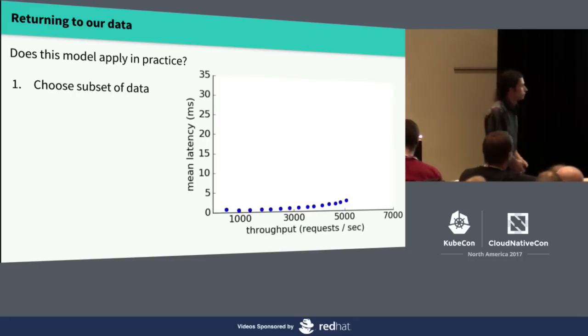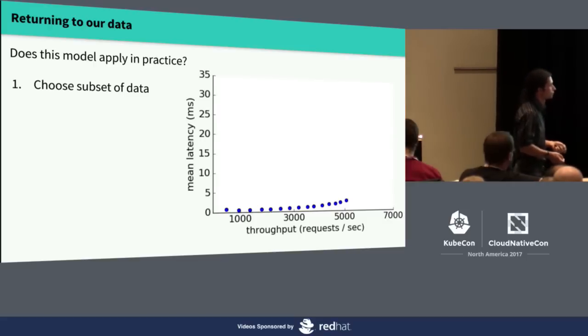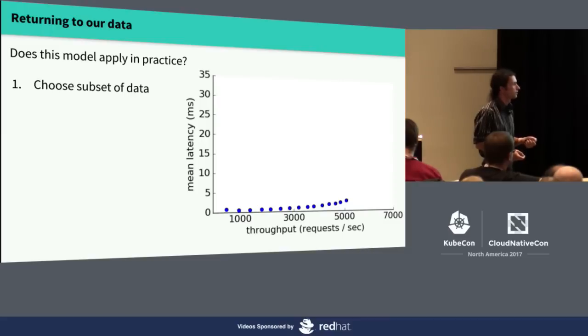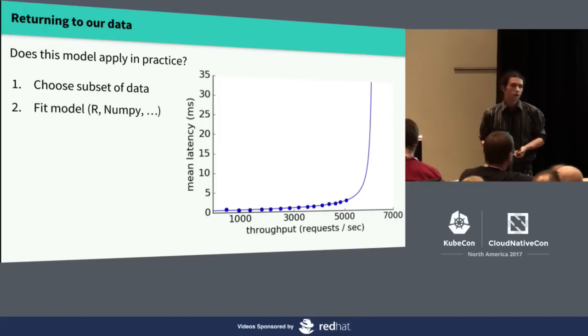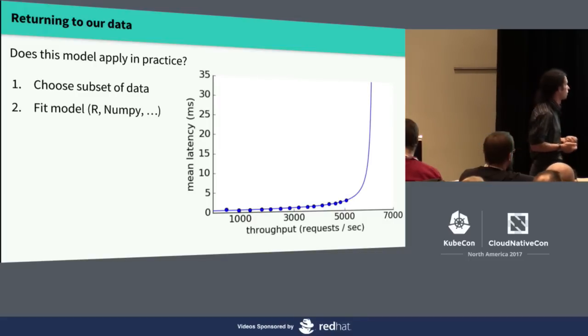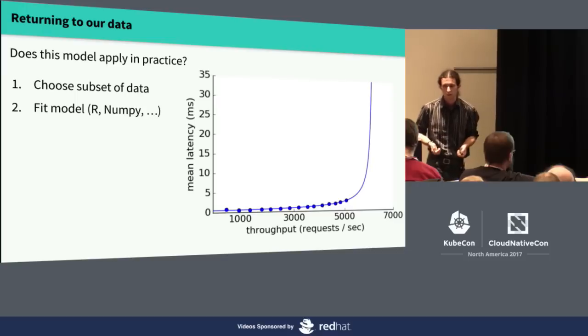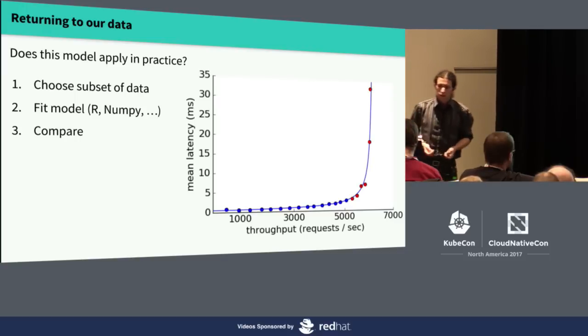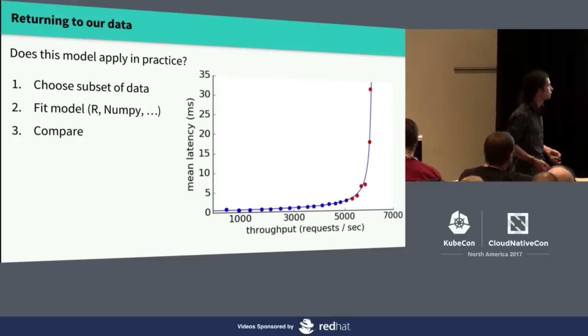Crudely, here's what we can do. We'll choose a subset of our real data, and the subset that we'll choose is the data that we're actually likely to get from production, data from the safe regime, the low utilization regime. Then we'll fit our model to those data points. Well, I won't go into the tedious details of how you would do this. It's pretty simple to do with any sort of statistical software package like R or NumPy. And finally, we'll compare that to the data points that we've withheld from our training set, if you will.